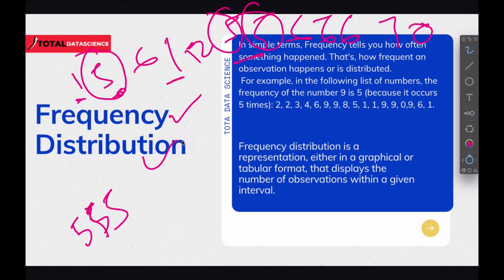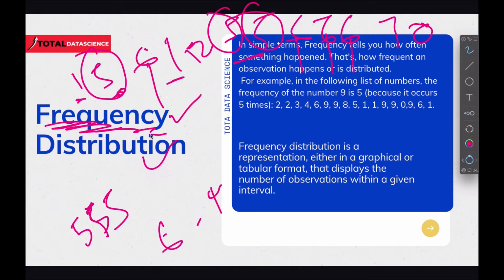Now if you want to see the frequency of 6, we have 1, 2, 3, 4. So 6 appears 4 times. That's how frequent 6 is. That's what we refer to as frequency, how frequent it is.